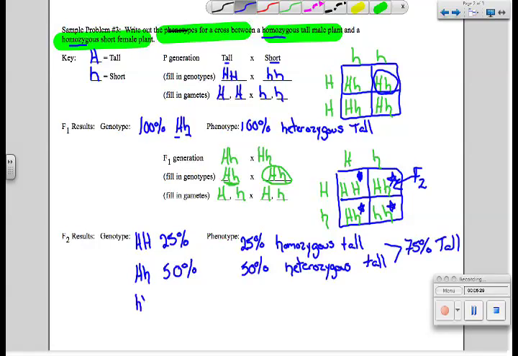Finally, this last box here, lowercase h, 1 out of my 4 boxes, or 25%. And that 25%, that lowercase h, is homozygous short. Because being short is the recessive trait, the only way to show that recessive trait is if you're homozygous for it. Now, in this problem, you've taken parents and crossed them to produce F1s. You've then taken the F1s and crossed those with themselves to produce the F2 generation.